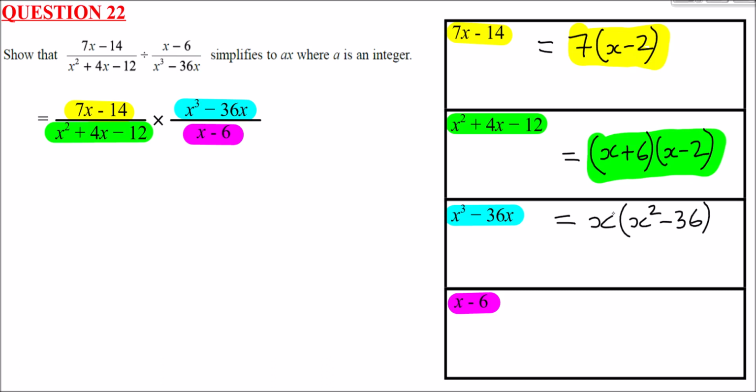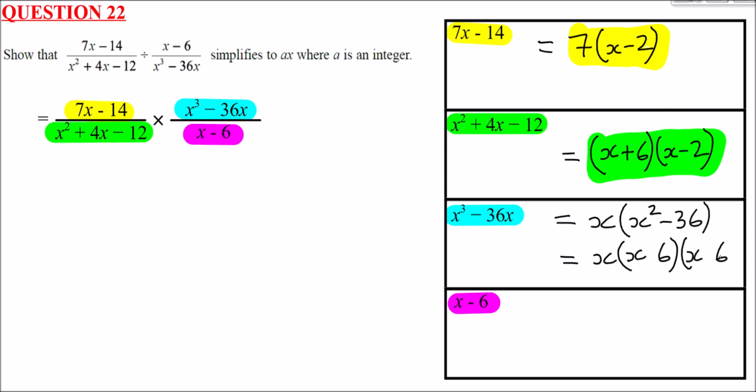Now be careful, this is factorised here, but it's not fully factorised, because x squared minus 36, x squared is something squared, and 36 is a square number. One squared thing minus another squared thing is a difference of two squares. So square root of x squared is x, square root 36 is 6.